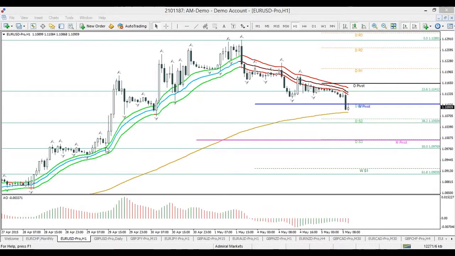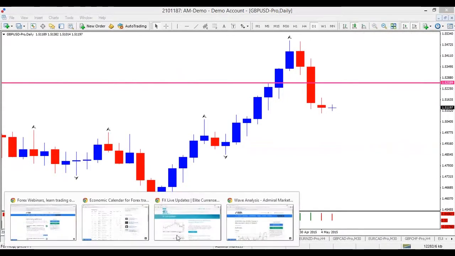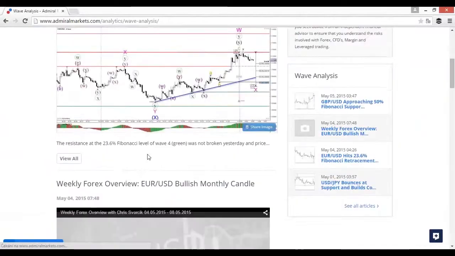I have to make this chat box a bit bigger. All these chats were scrolling down the question. So back to, let me go to the wave analysis here then for the pound.